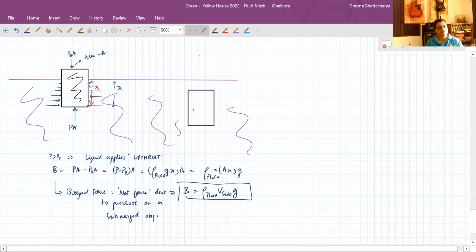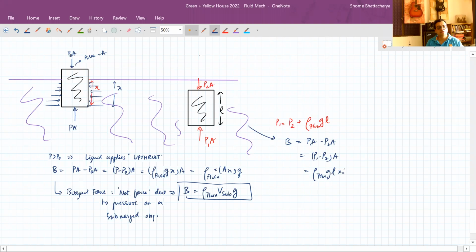Now same way in this diagram also, the only thing is now the complete volume is submerged. So let's say the force due to pressure on this surface is P1 into area, and the force due to pressure on this surface is P2 into area. Now you can see that P1 will be equal to P2 plus density of fluid into G into L from the vertical pressure gradient concept. So here also the buoyant force or upthrust will be P1 into area minus P2 into area. So pressure difference into area. So that is density of fluid into G into L into area. So that is also density of fluid.